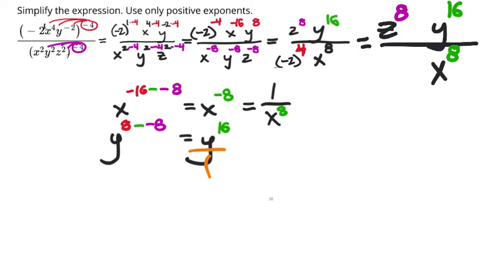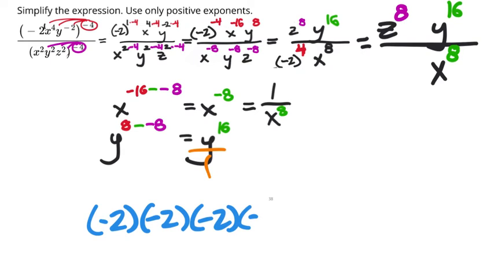But my -2, right? -2 times -2 times -2 times -2 is going to be a positive because there are 4 negatives. 4 is even, so the answer is a positive. 2 times 2 is 4, times 2 is 8, times 2 is 16. Seems like we've seen that already. But that's a 16 in the denominator because it was -2 to the power of 4 in the denominator. So it just stays.